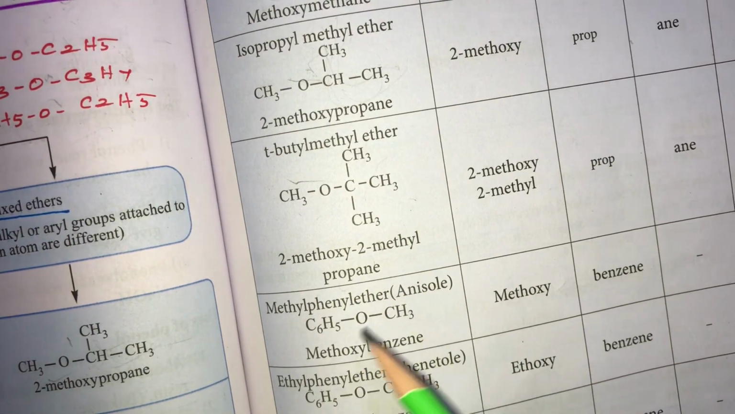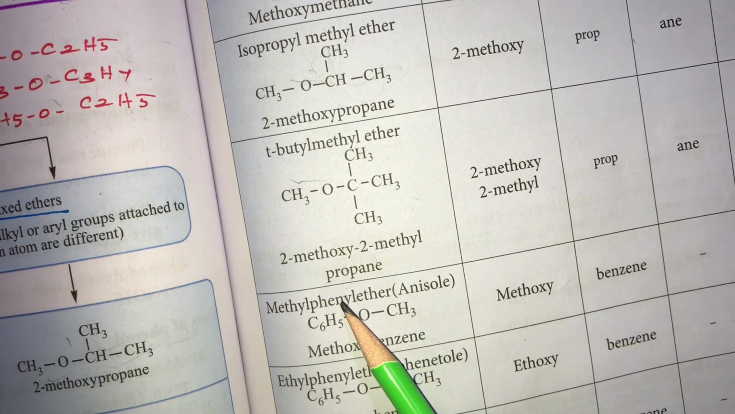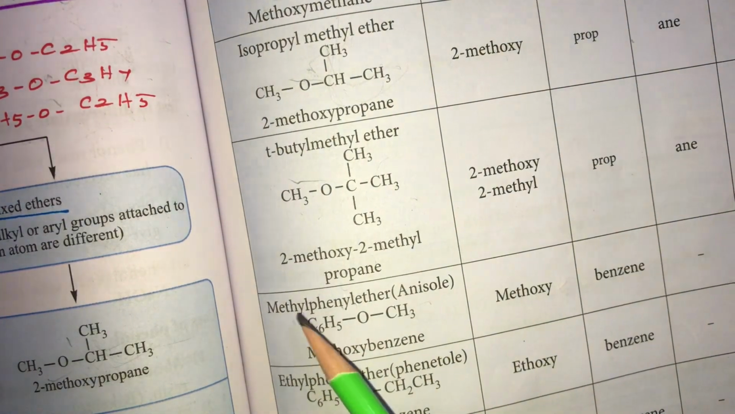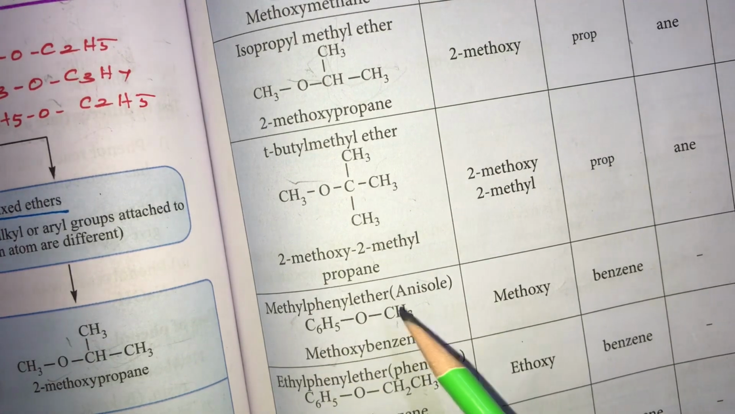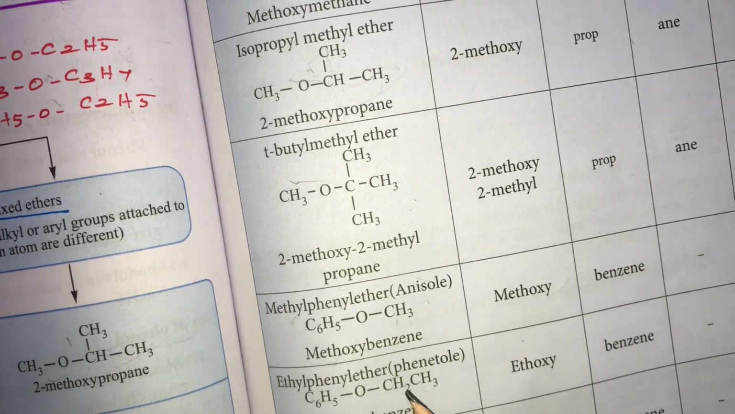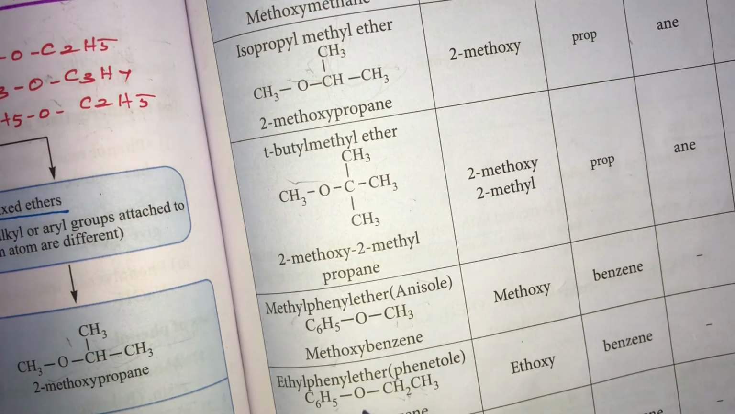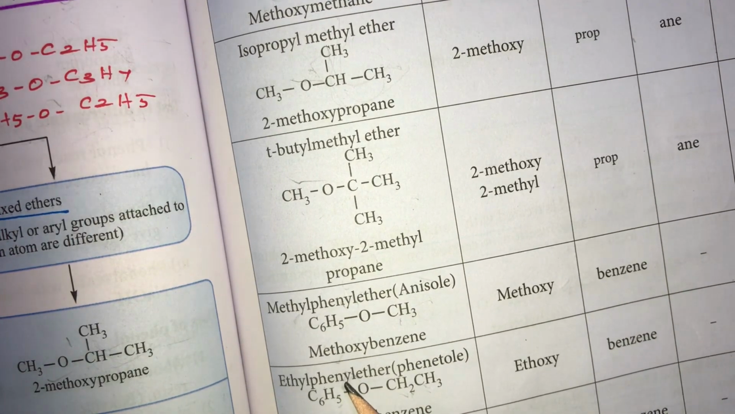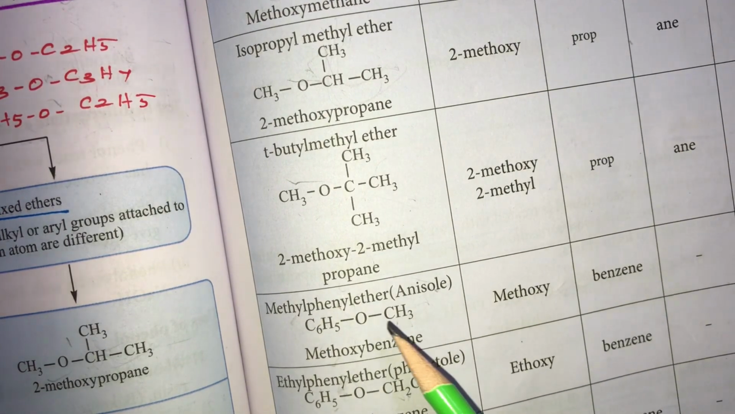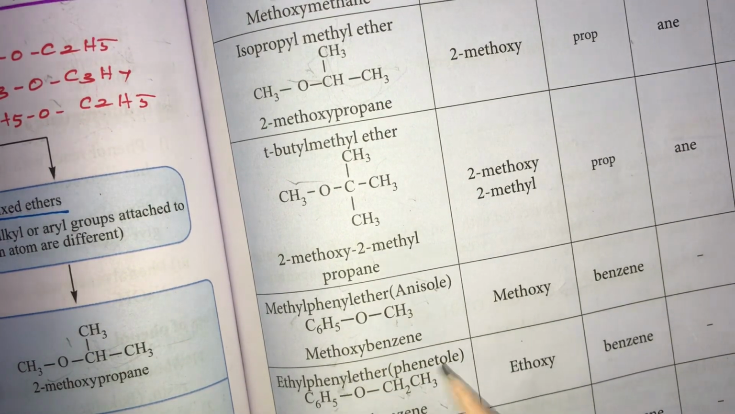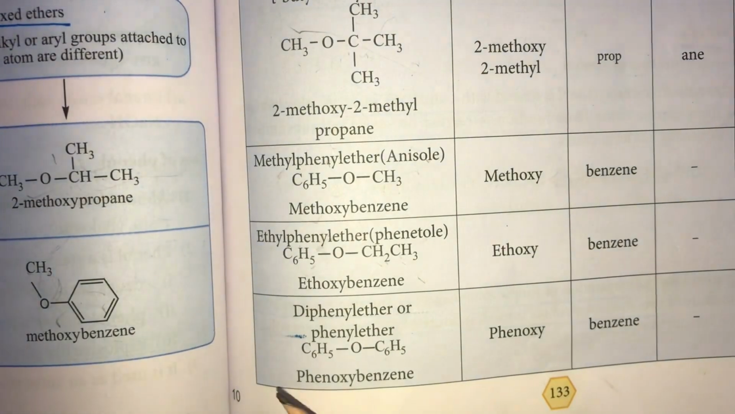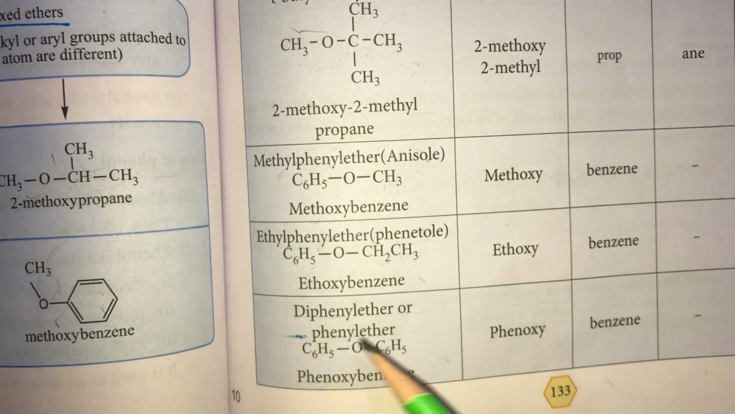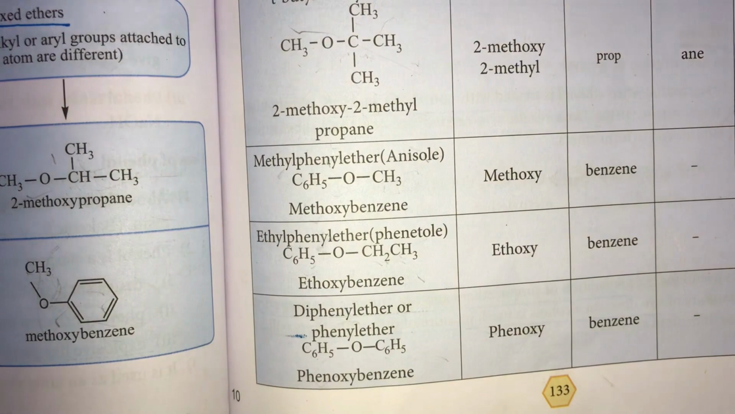Another one is methoxybenzene, where a methoxy group is substituted in benzene, or methyl phenyl ether. Next is ethyl phenyl ether. Methyl phenyl ether, methoxybenzene, is called anisole, and ethyl phenyl ether, ethoxybenzene, is called phenetole. Diphenyl ether, with a phenyl group on either side of the oxygen atom, is called diphenyl ether or phenoxybenzene.